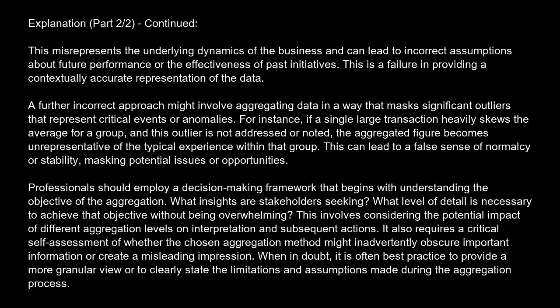This is a failure in providing a contextually accurate representation of the data. A further incorrect approach might involve aggregating data in a way that masks significant outliers that represent critical events or anomalies. For instance, if a single large transaction heavily skews the average for a group, and this outlier is not addressed or noted, the aggregated figure becomes unrepresentative of the typical experience within that group. This can lead to a false sense of normalcy or stability, masking potential issues or opportunities.